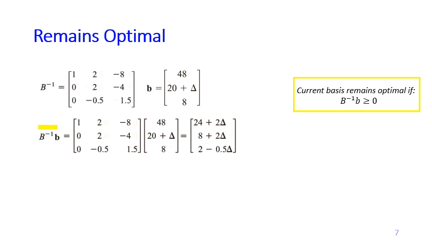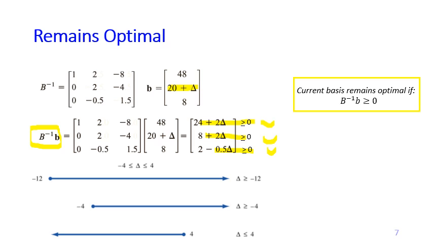So we calculate B inverse times b. Remember, the new b has 20 plus delta on the second row. So we calculate B inverse times b, and then we need to make sure that each of these elements must be greater than or equal to 0 if we want the current basis to remain optimal. And then we have these three requirements here. We take the intersection, and we get that the intersection is between -4 and 4 for the delta. So the change can be from -4 up to +4.